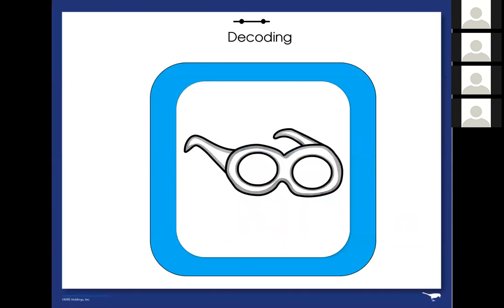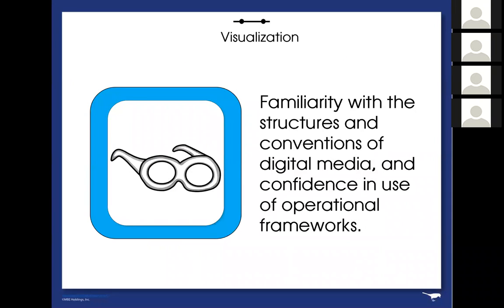But let's first start with decoding. So decoding is very similar to the same thing that we mean when we say decoding when we read, knowing what the letters mean, knowing what the words mean, knowing what the punctuation means or the different text means. Same thing in the digital world too. So if we look at this, what decoding means is it's familiarity with the structures and conventions of digital media and having confidence in using those frameworks.